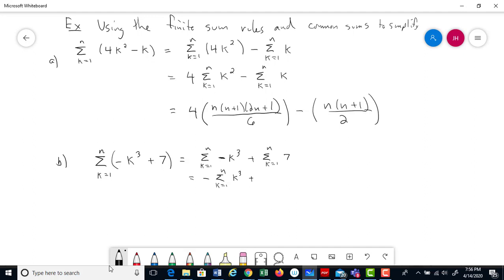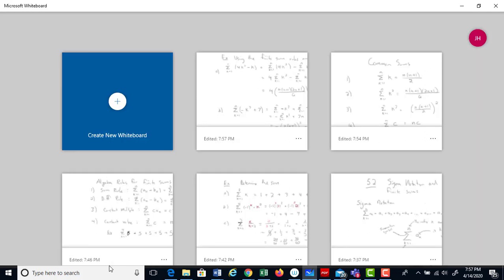Now this one is going to be equal to, well this is a constant, so this is going to be 7 times n. Now turning this in terms of n, k cubed is n times n plus 1 all over 2 squared, plus 7n. So now I turned everything in terms of n as opposed to k. We're going to get some practice with this, okay? I know it seems a bit much right now, but it won't be bad. We'll get used to algebraically manipulating these things.